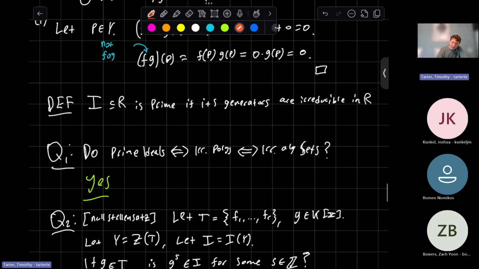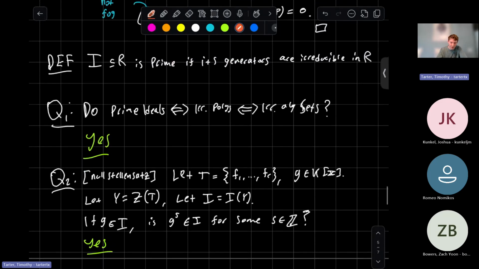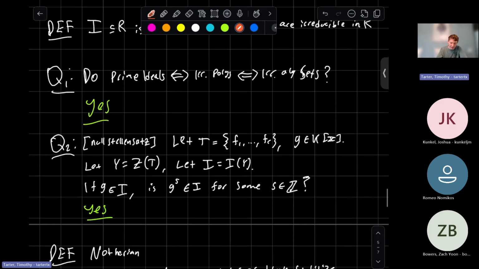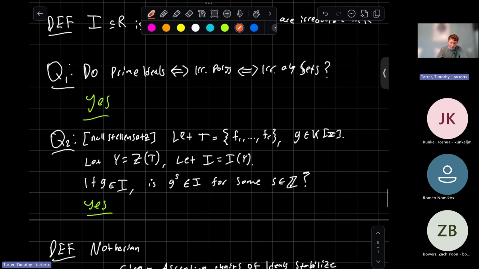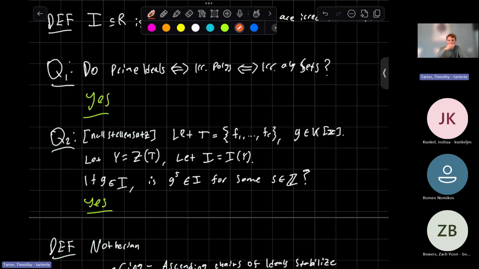Okay, so do prime ideals correspond to irreducible polynomials, which correspond to irreducible algebraic sets, which are varieties? Yes. I guess the lead-in here was to go to the Nullstellensatz, and this jumps really heavily. This is something Hartshorne does that I'm not really a huge fan of.